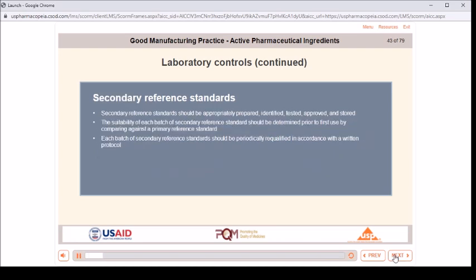Laboratory controls. Continued. Secondary reference standards. Secondary reference standards should be appropriately prepared, identified, tested, approved, and stored. The suitability of each batch of secondary reference standard should be determined prior to first use by comparing against a primary reference standard. Each batch of secondary reference standards should be periodically requalified in accordance with a written protocol.